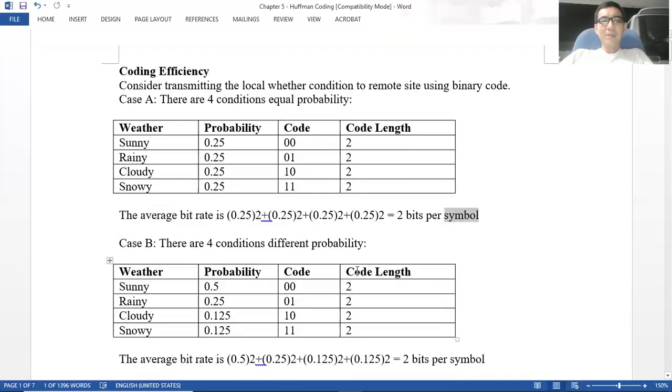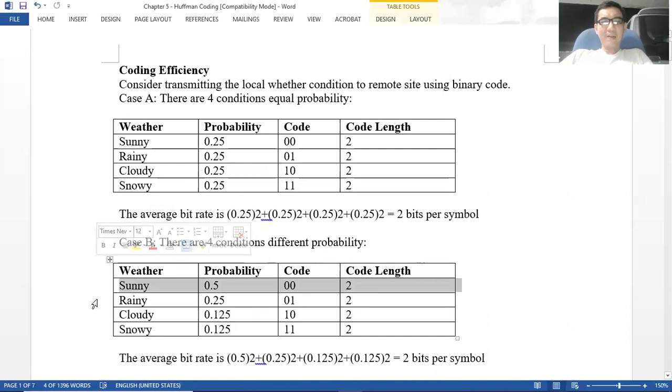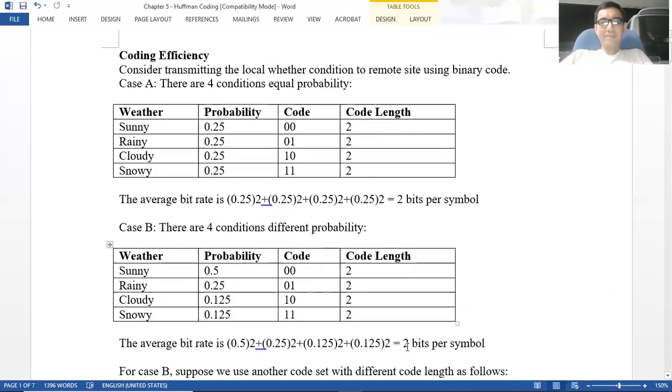Now suppose for case B, we have a slightly different probability distribution, where we have more frequent sunny days. The second most likely is rainy, and then the least likely two are cloudy and snowy, only 0.25. Suppose we still use this coding set where all of them have equal code length, 2 bits each. Again, if you calculate the average bit rate, of course, you get 2 bits.